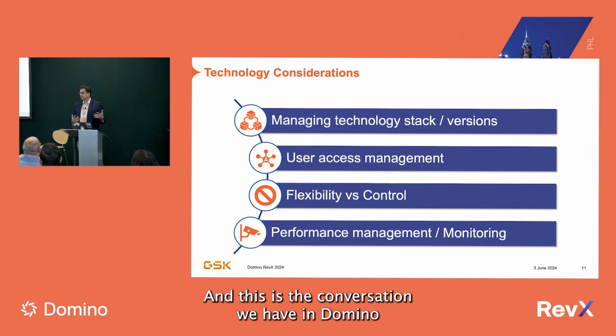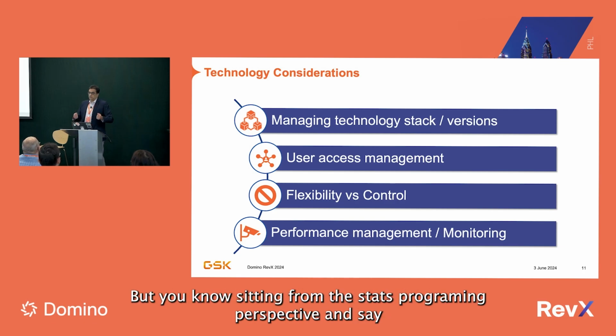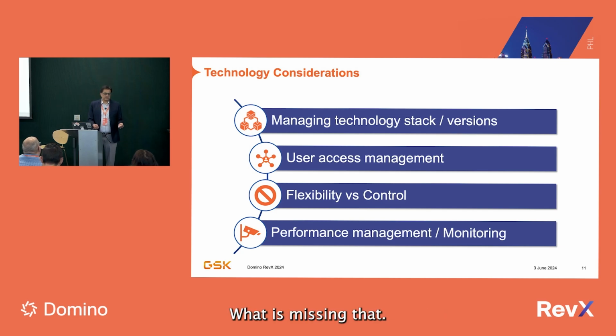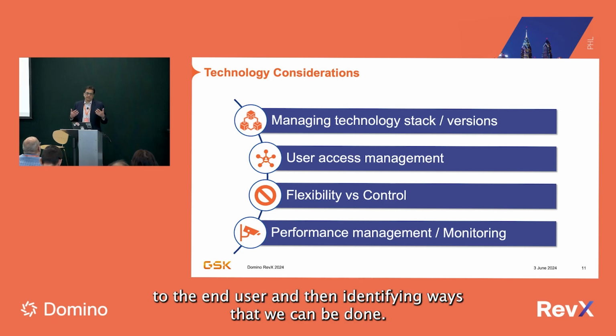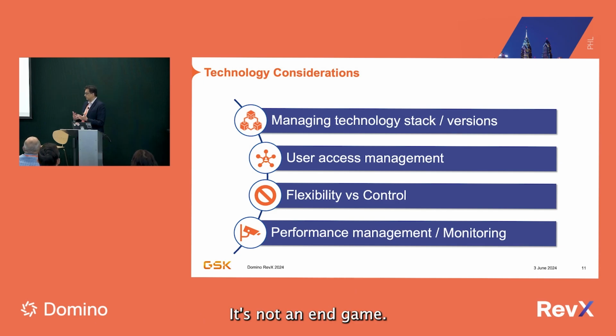And this is the conversation we have with Domino all the time. It's not about, can you do this and can I do this? But sitting from the stats programming perspective and asking, how do we make them more productive? What is missing there? So it's not just about capability, but also being empathetic to the end user and identifying ways that we can make their lives much easier. And that work continues, right? It's not an end game.